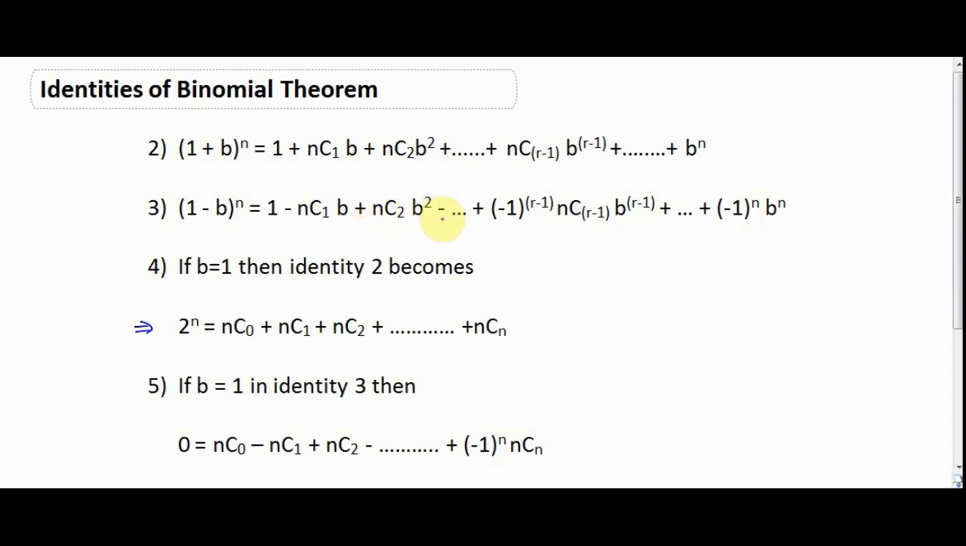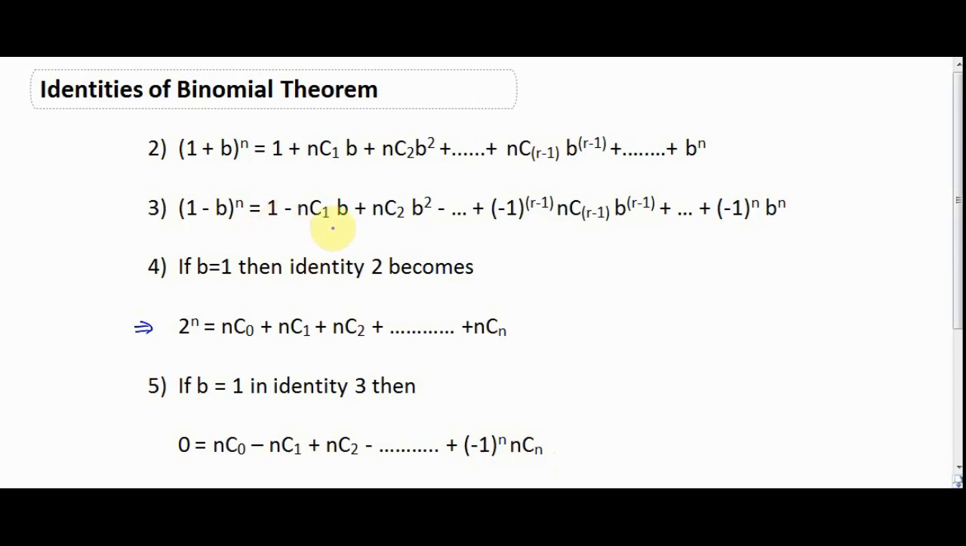So nC2 minus etc. plus the rth term plus etc. minus 1 raised to n into b raised to n. So if we replace b with 1, what we get here will be 1 raised to n, that is 1. So we may rewrite identity 3 as 0 equal to nC0 minus nC1 plus nC2 minus etc. plus minus 1 raised to n into nCn.